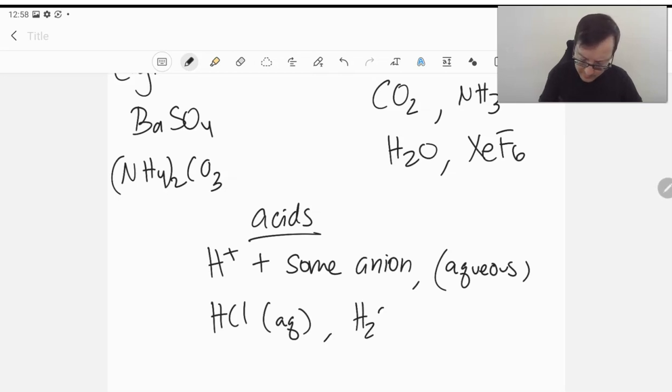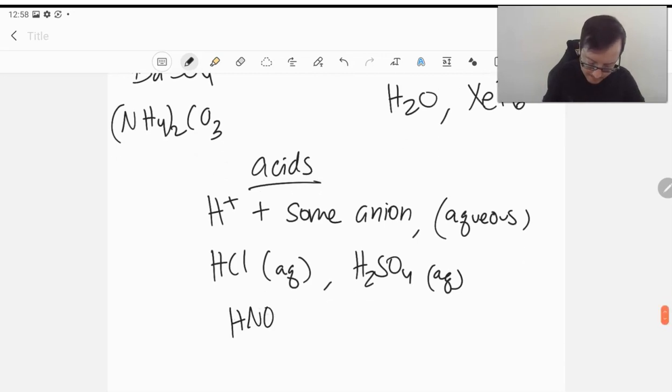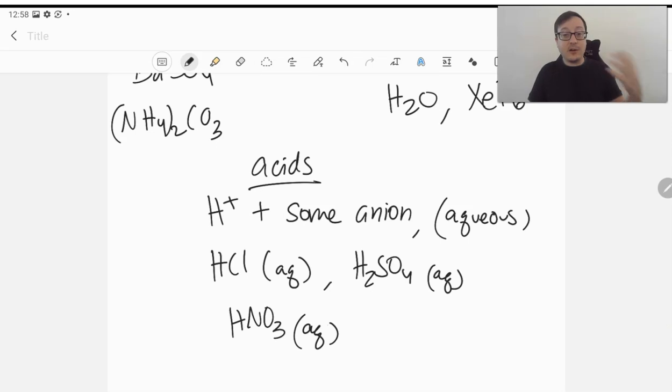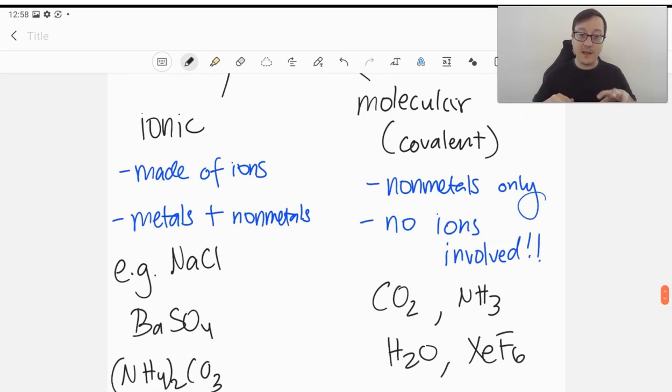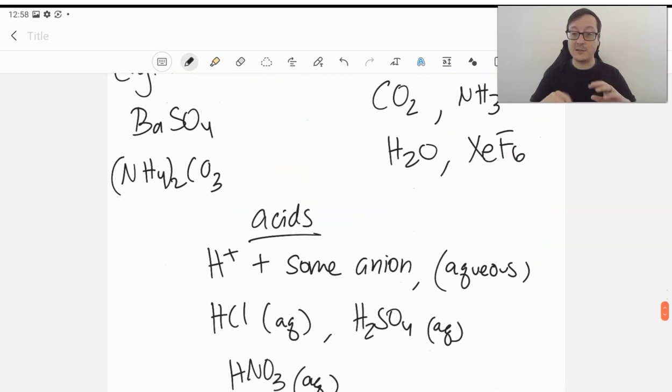Another one would be sulfuric acid, for example, or nitric acid. Notice all of these have H+. They're all going to start with H, and they're going to have some anion and then that aqueous designation. So these are just our categories right now. We have fully ionic substances which are made of ions, which are metals and nonmetals put together, with few exceptions. And then we have molecular compounds, which are nonmetals only. They're not ionic, meaning there's no charges happening. And then we have acids, which are kind of in between them.